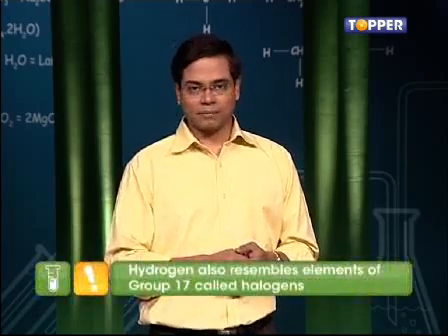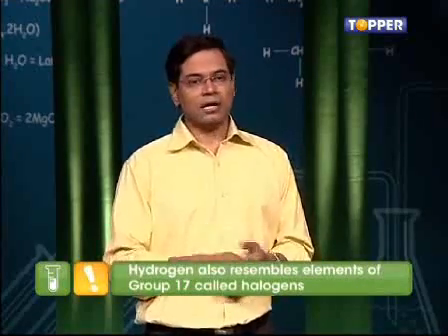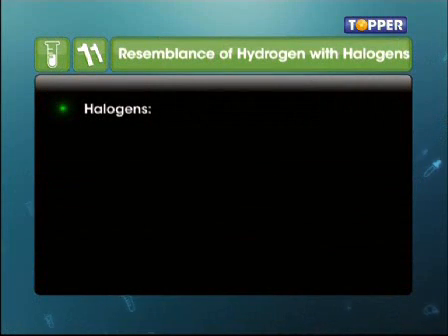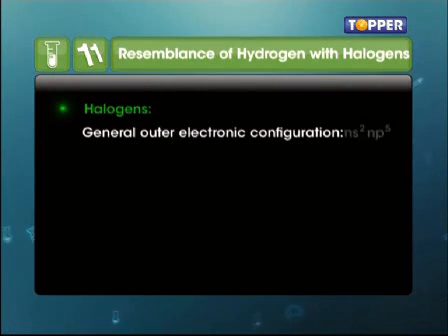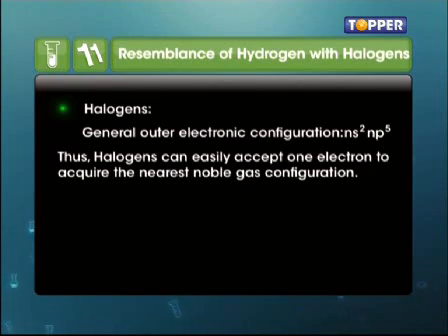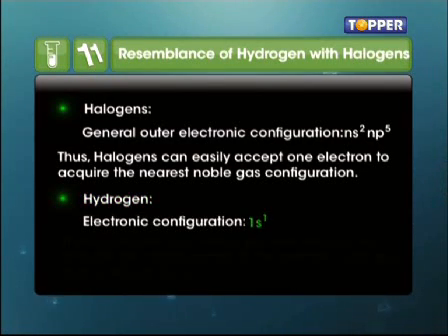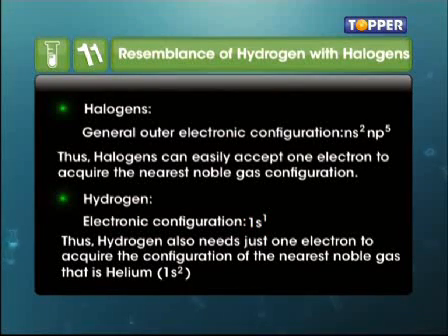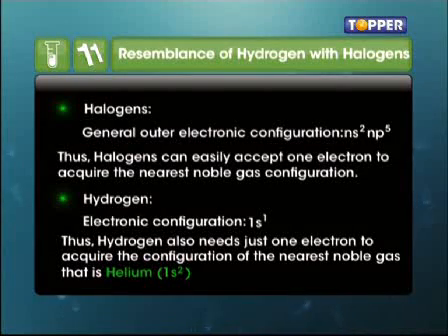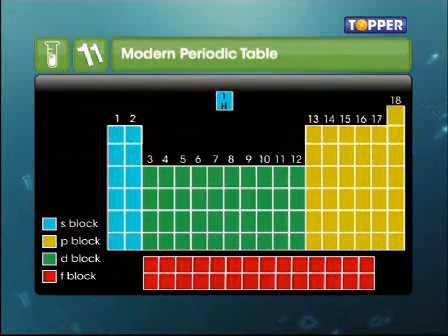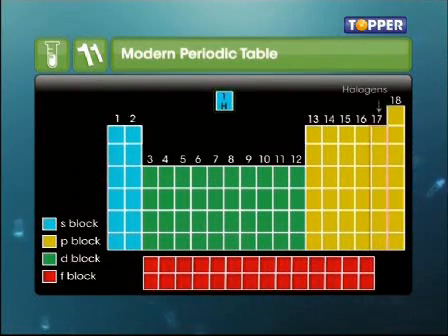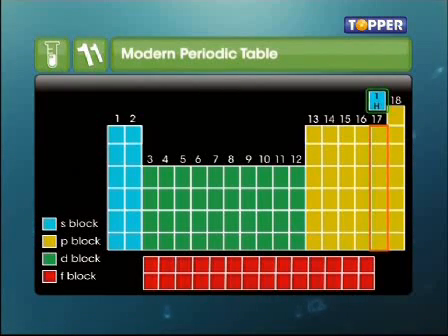But hydrogen also resembles elements of group 17 called halogens. Halogens have a general outer electronic configuration of ns2np5. They can easily accept one electron to acquire the nearest noble gas configuration. Similar to halogens, hydrogen also needs just one electron to acquire the configuration of the nearest noble gas, that is helium. So hydrogen resembles elements of group 17 and should belong to group 17.